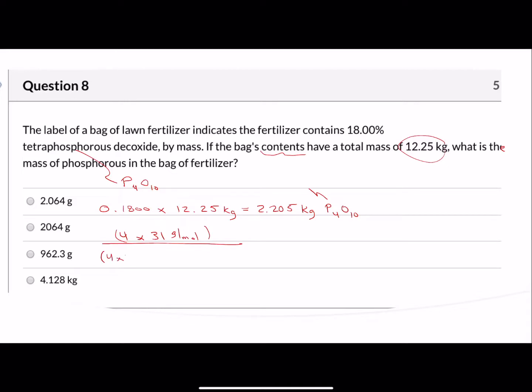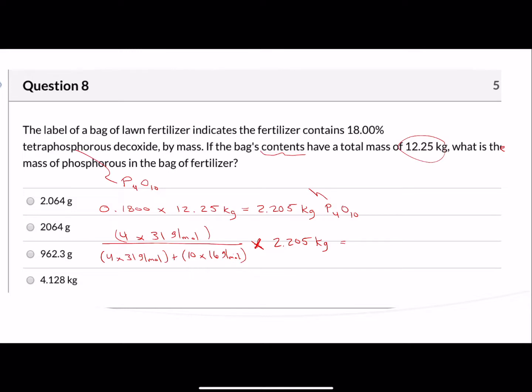I get 4 times the 31, that's for my phosphorus, plus I have 10 oxygen atoms. I'm just going to put in 16 grams per mole here, so I'm just going to use 2 sig figs to make it easy. And if I was to stop there, that would give me the mass percent of phosphorus in my P4O10. But what I'm going to do is multiply that whole thing by the mass of tetraphosphorus decoxide, so my 2.205 kilograms. And that's going to give me the amount of just phosphorus that's in the tetraphosphorus decoxide, in the 2.205 kilograms.